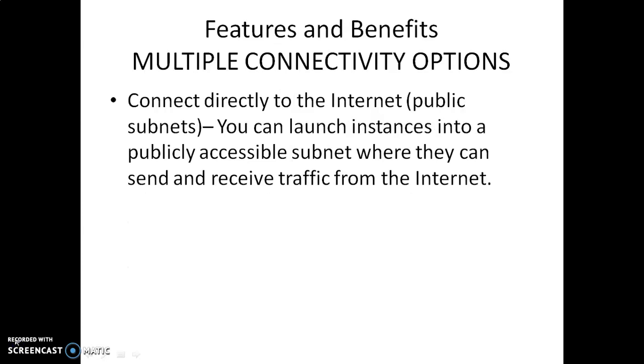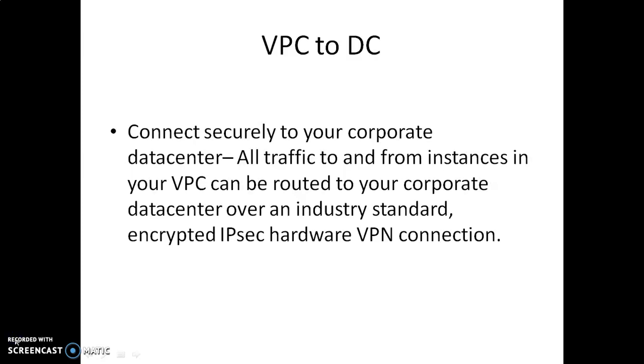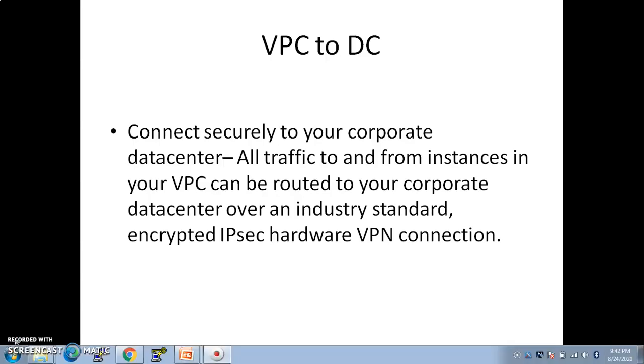There are certain features and benefits of your VPC. Multiple connectivity options, in the sense, connect directly to the internet, that is public subnet. You can launch instances into a public accessible subnet where they can send and receive traffic from the internet. Okay. VPC to DC, that is data center. Connect securely to your corporate data center. All traffic to and from instances in your VPC can be routed to your corporate data center over an industry standard encrypted IP security hardware VPN connection.